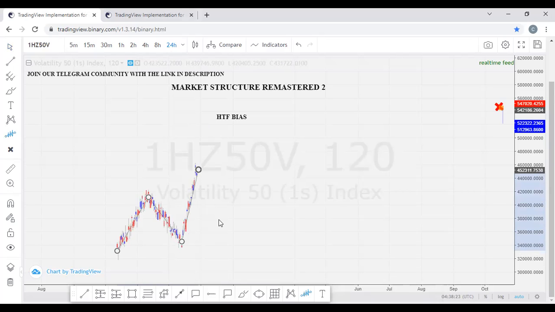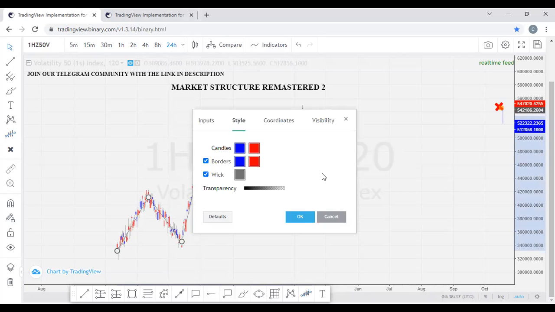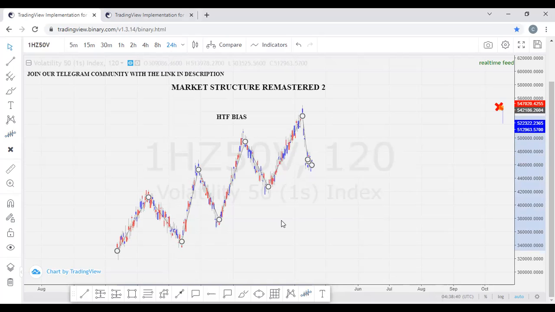The market is trending upwards on the 24-hour time frame. This is the daily time frame, right?